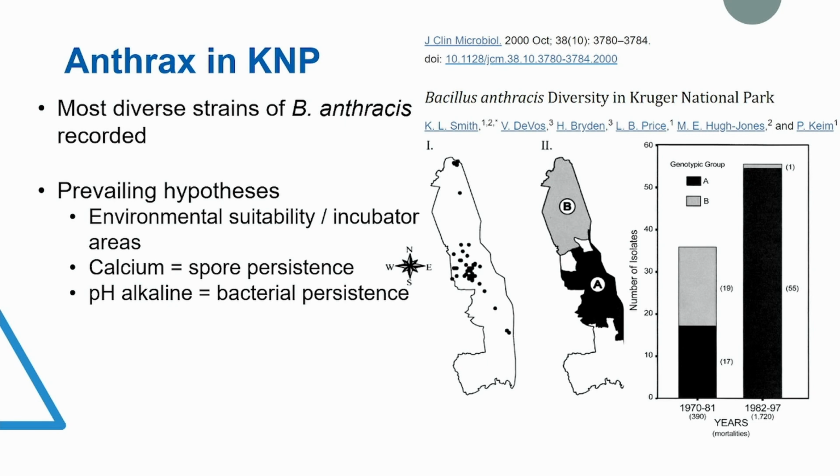I just want to bring you back to Kruger, so we know that there's a vast diversity of Bacillus anthracis strains in Kruger. It's endemic in the northern part, so this indicates that it occurs there consistently. And then during large outbreaks, it will spread southwards towards the central part of Kruger. So the prevailing hypothesis is that the soils in endemic areas like the northern part in Pafuri are creating a suitable environment.